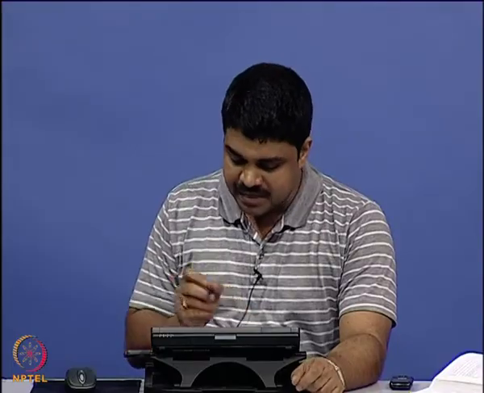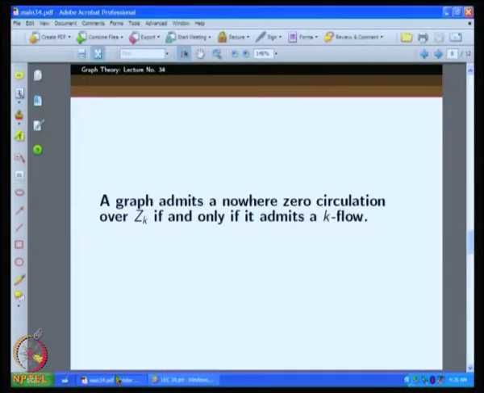but the interesting fact is that a graph admits an over 0 circulation over set k if and only if it admits a k flow. One side should be the same, because for instance if I have a k flow, then I can show that there is a set k flow also.